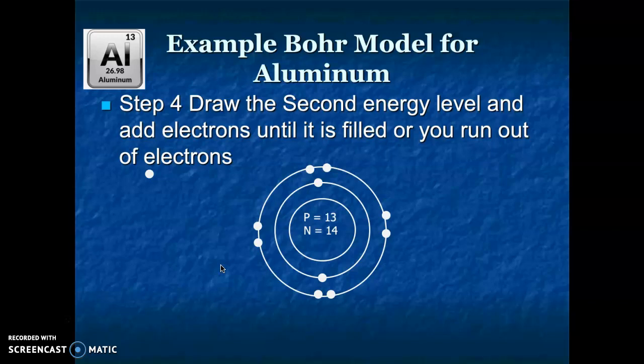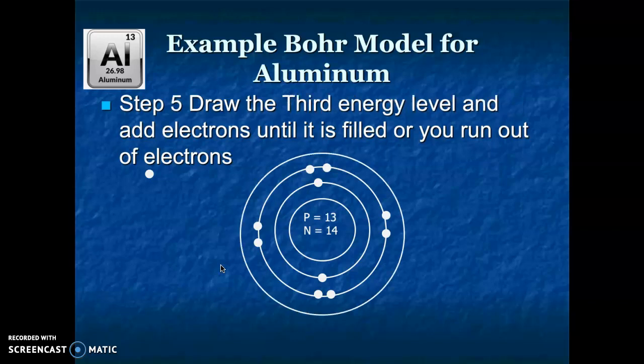Now, if I total things up, I've got 10 electrons that I've put in my Bohr diagram. That means I've got 3 electrons that I have yet to put in. So now I go to step 5, and I draw the third energy level, and I add electrons until it's filled, or I run out of electrons. So I've got 3 electrons left, so there we go. 1, 2, 3 electrons. And there is my full electron shell. No, that's not true. It is now complete with all 13 electrons that belong in aluminum.